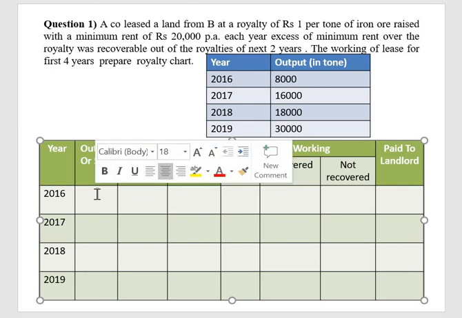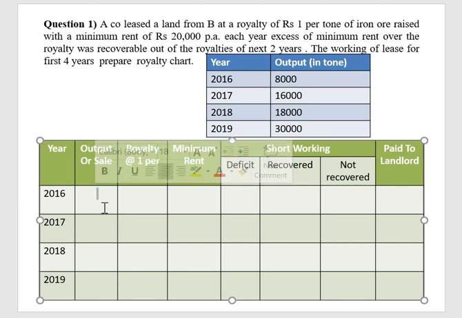Yes. Let us start with the given information, first we will write it. In the year column, I have written 16, 17, 18, 19. And what is the output? Output is 8,000 rupees. Next year is 16,000. And 2018 is 18,000. And next 2019 is 30,000. So as per the given information, I have written year and output.